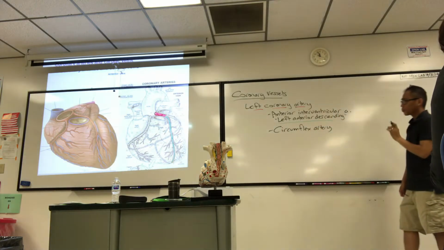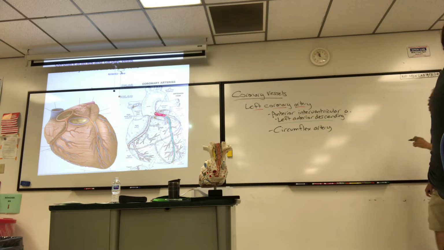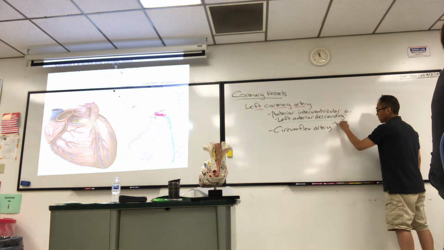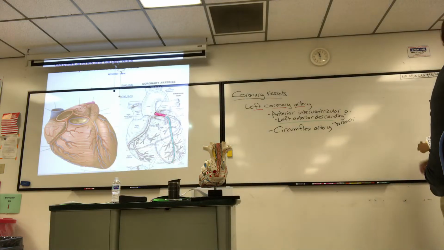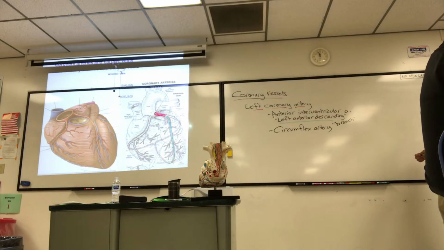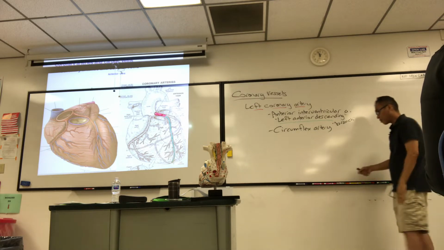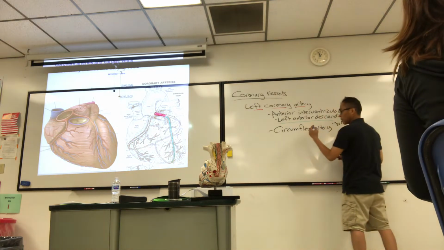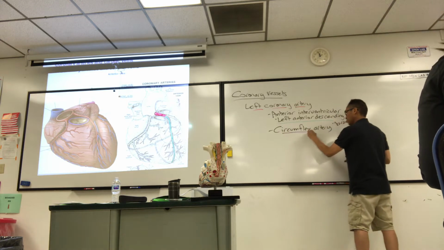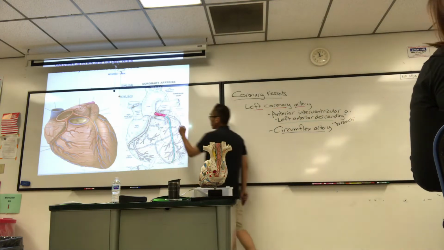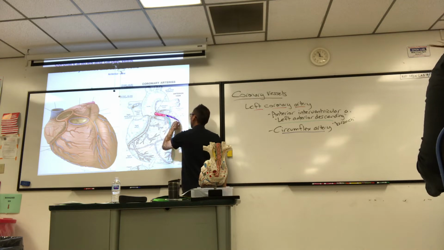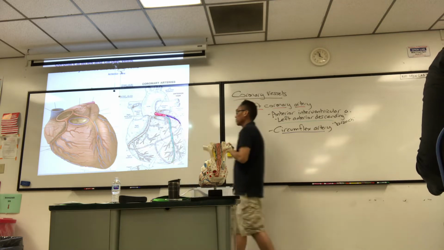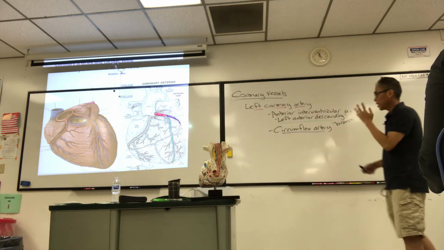So these are all branches, like branches of a tree. If they ever call any of these the circumflex branch, don't be put off by it. It's just another way of saying it's an artery's branch. So how about I color that purple? So the circumflex branch. It's right here. So that's the left coronary artery and its two branches.